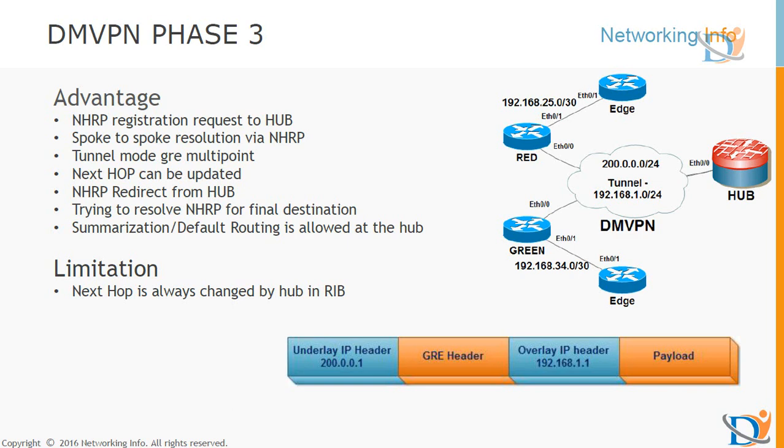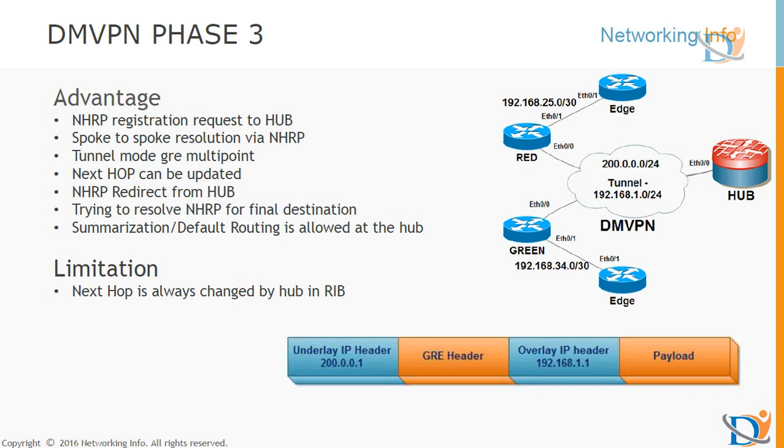In Phase 2 generally, we send a registration request to the hub and the hub resolves the next hop tunnel IP for us. So the hub is working on behalf of the spoke to resolve the next hop tunnel IP. In Phase 3, we have what is called an NHRP route in the routing table. So if we want to send packets between the spokes, in Phase 3 a new NHRP route is installed in the routing table that tells the spoke how to reach the remote spoke at the other end instead of sending packets to the hub.